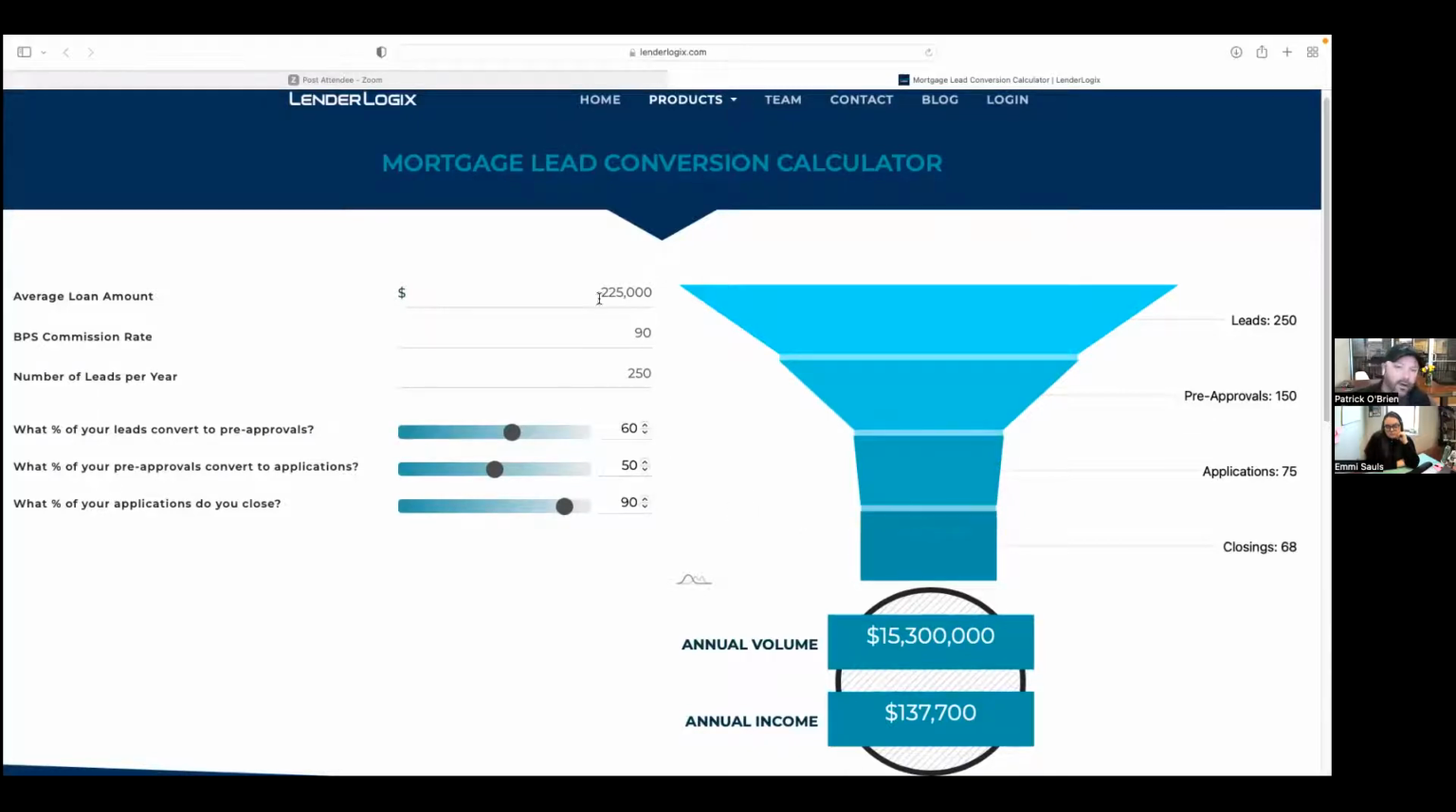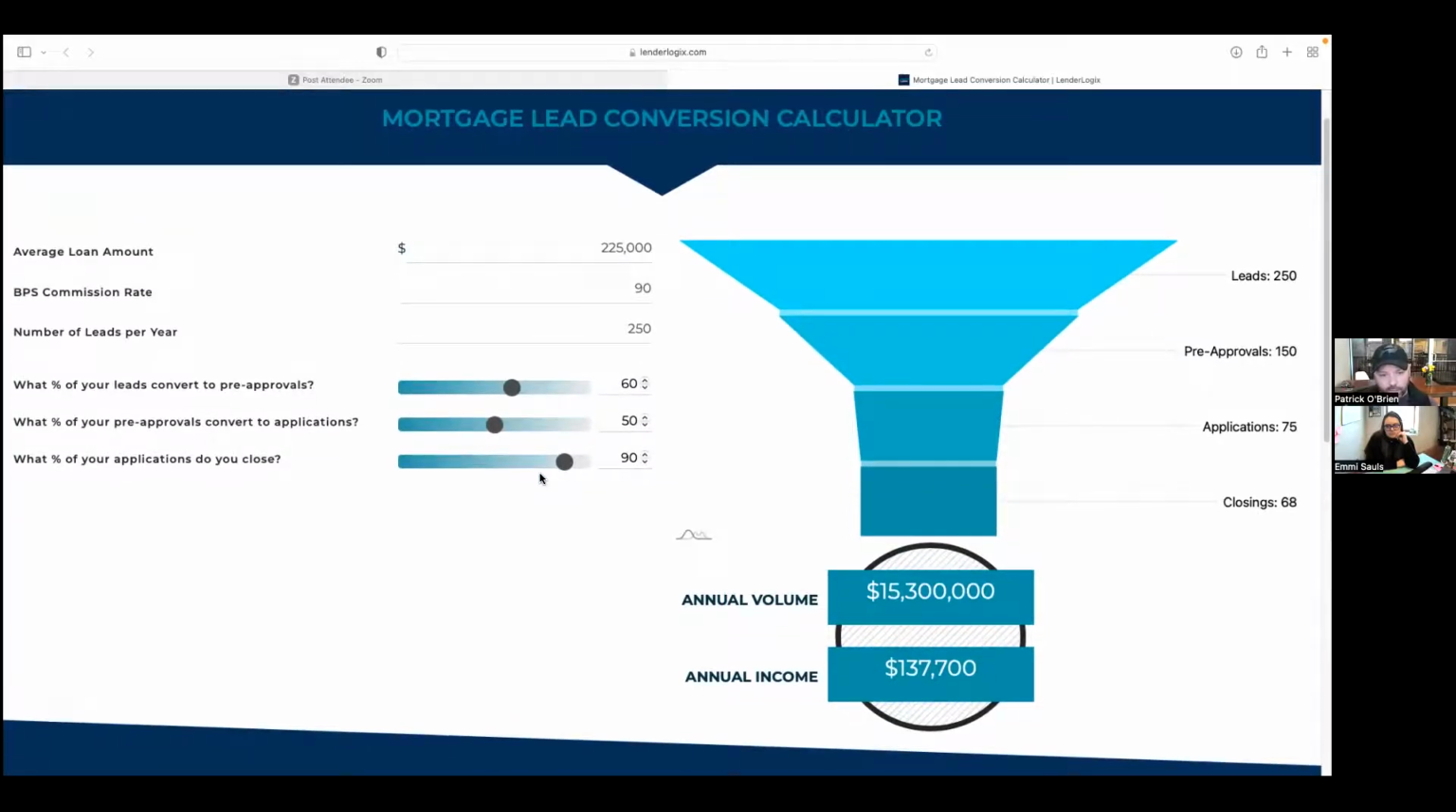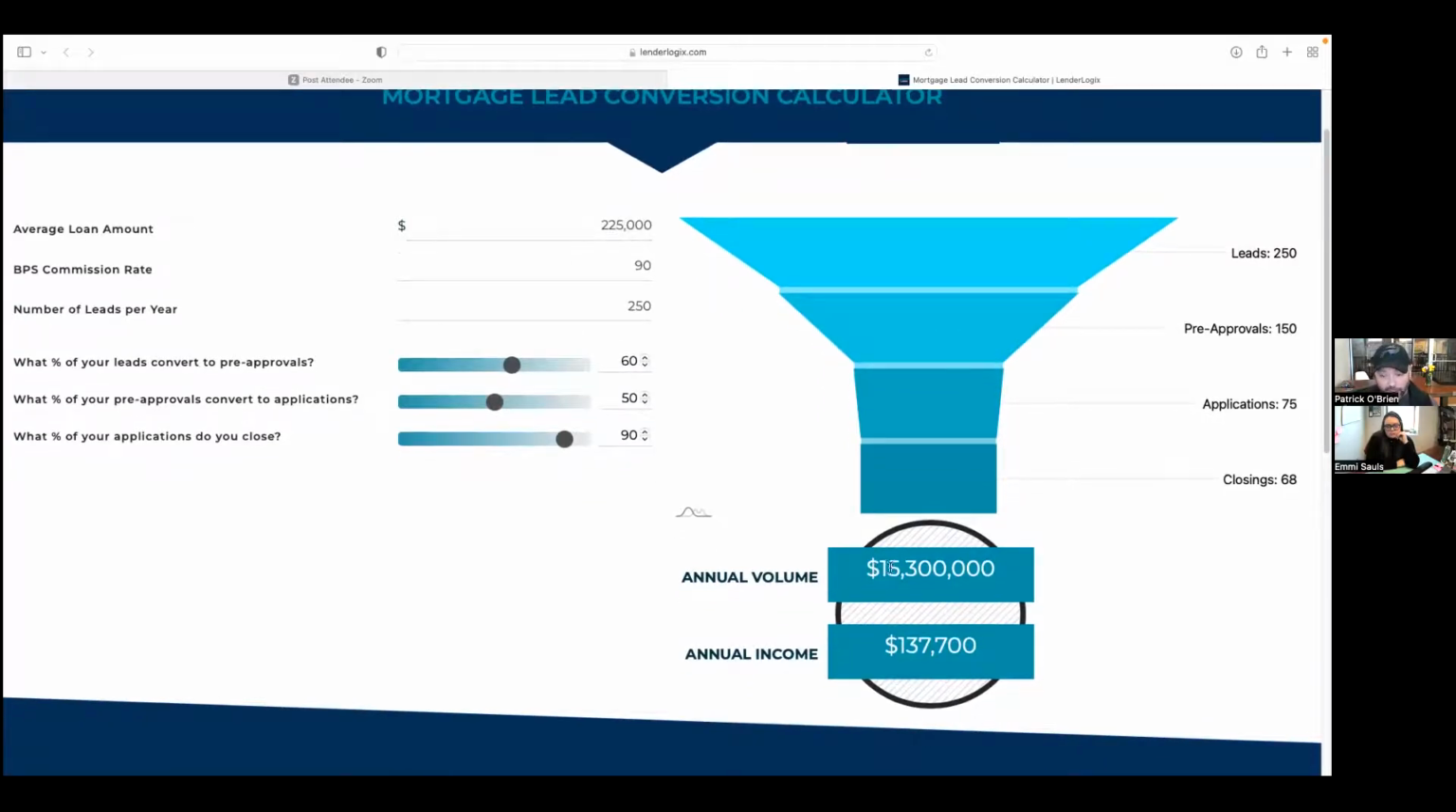But in this scenario, if we have a loan officer that makes 90 basis points on an average loan size of 225,000, gets 250 leads a year, and converts these percentages down their funnel, 60% of their leads turn to pre-approvals, 50% of their pre-approvals turn to loan applications, 90% of their applications turn to closings, that LO is going to do $15 million a year in volume, and they're going to make 137 grand. And that's great. What are the things we can do?